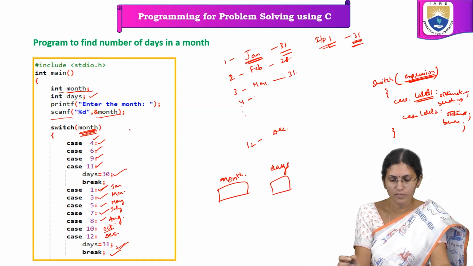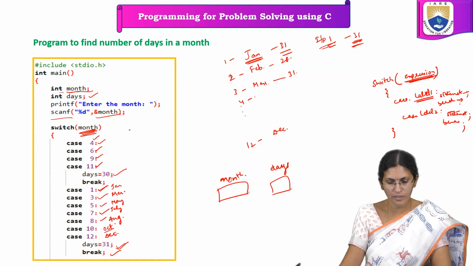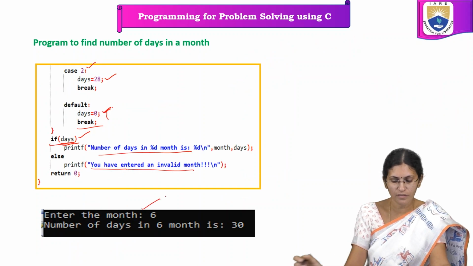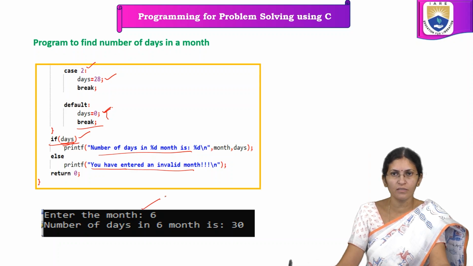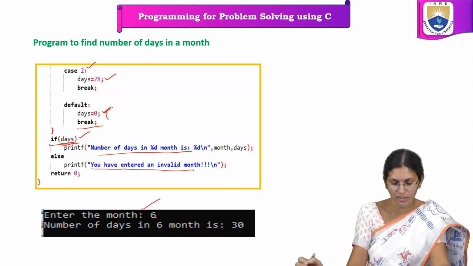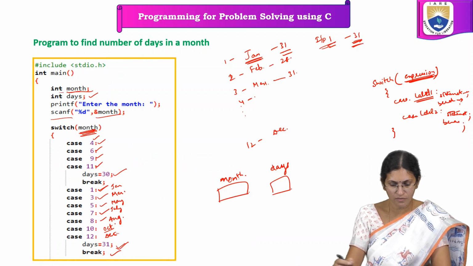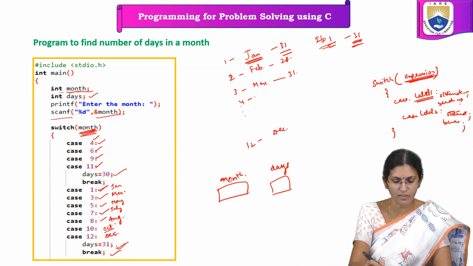So for example, suppose we run this program, then this line will be printed. Enter the month. Suppose we enter the month as 6. So month 6 means June. June corresponds to month equal to 6. So when it is equal to 6, it is matching with this label.